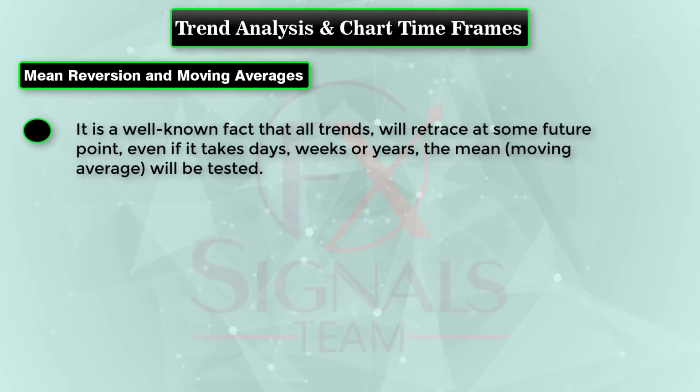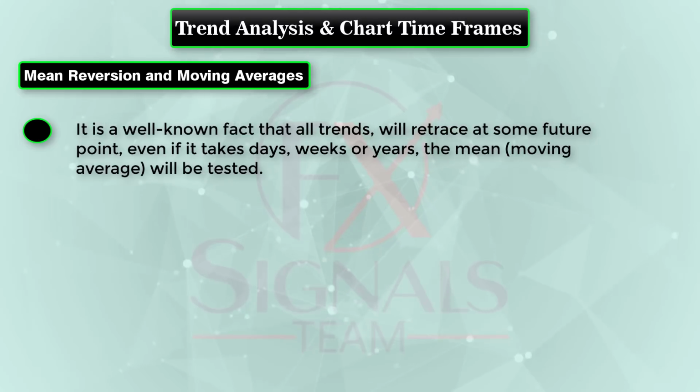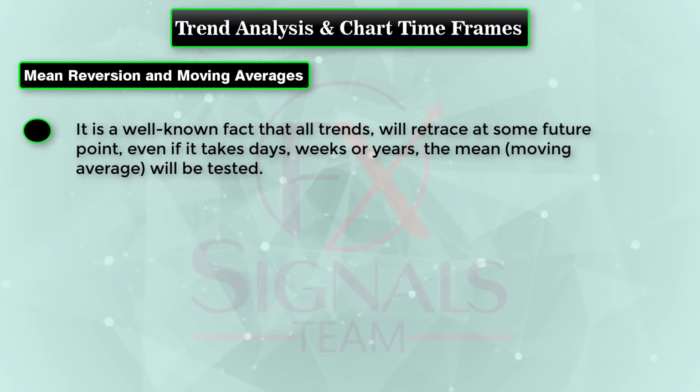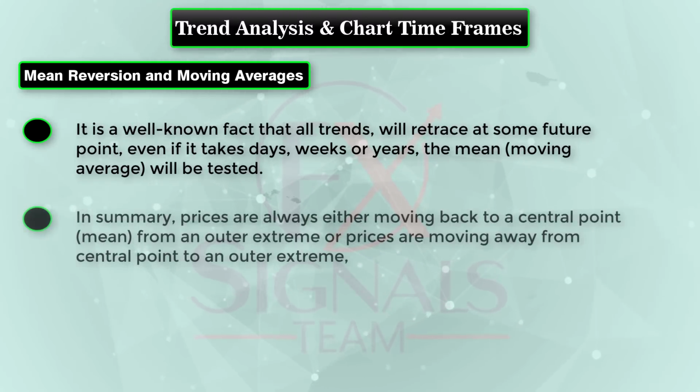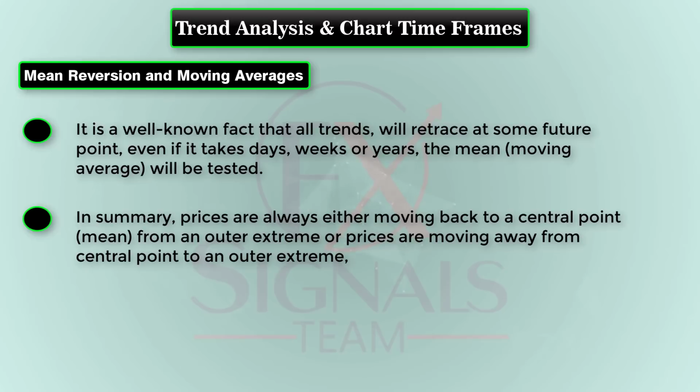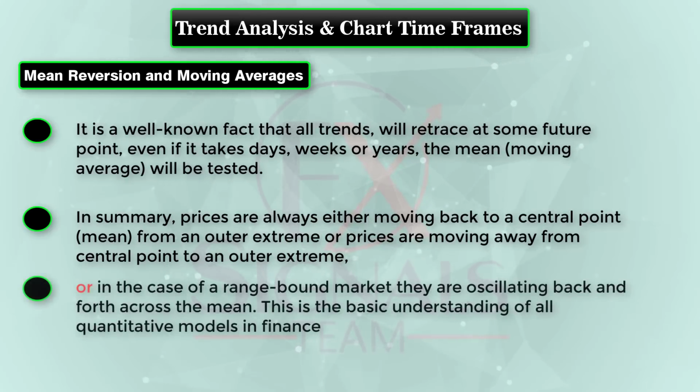It is a well-known fact that all trends will retrace at some future point. Even if it takes days, weeks, or years, the mean will be tested. In summary, prices are always either moving back to a central point from an outer extreme, or prices are moving away from central point to an outer extreme. Or in the case of a range-bound market, they are oscillating back and forth across the mean. This is the basic understanding of all quantitative models in finance.